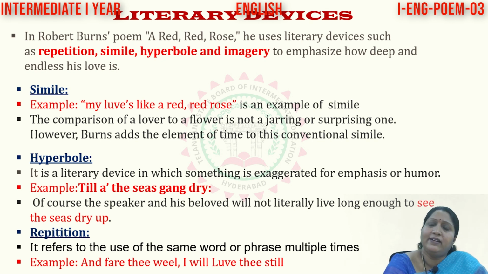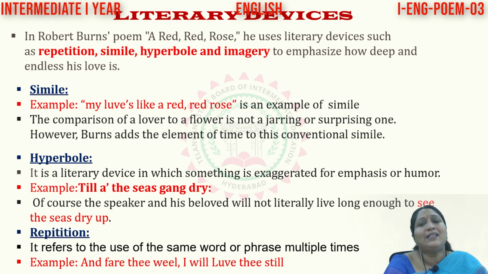When you make a comparison using like or as, then it is called a simile. So dear children, if you see in this particular poem, the poet compares his beloved to a red rose. Let us take a look at that sentence: My love is like a red rose. So we can take this as an example for simile here.